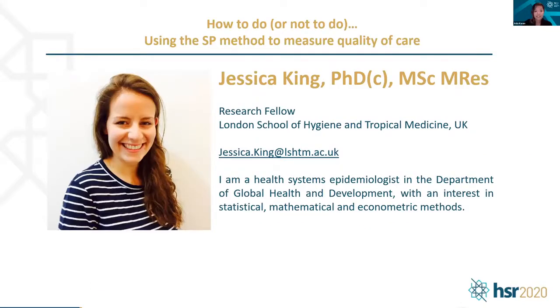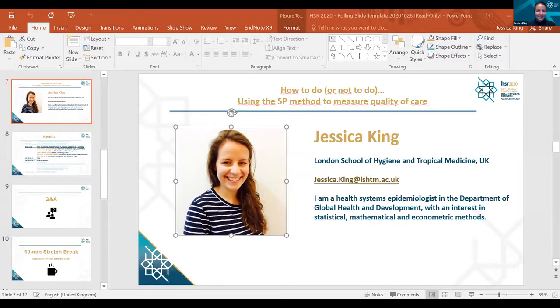For our first session today, we have Jessica King, who's a research fellow. Jessica is a health systems epidemiologist in the Department of Global Health and Development, and she focuses on statistical, mathematical, and econometric models and methods, and has done SP research in Tanzania in particular. I'll turn it over to Jess now for her presentation on how to do or not to do the SP method. Thanks, Ada. I'm hoping you'll be able to hear me now, and I'll just start my presentation.